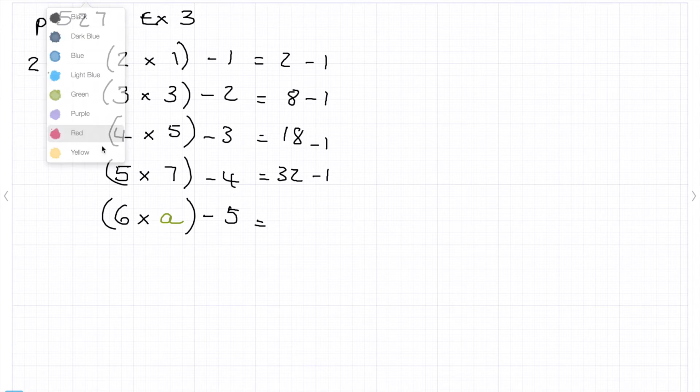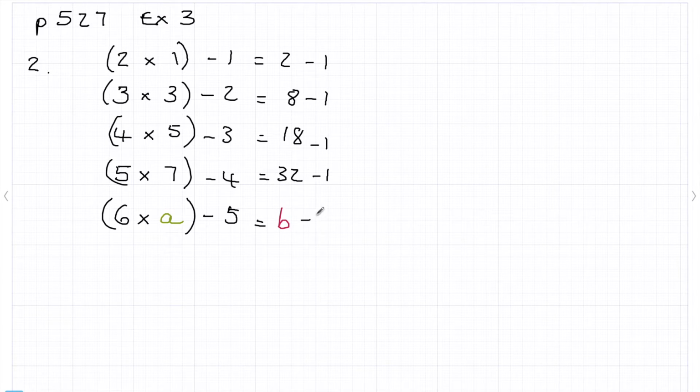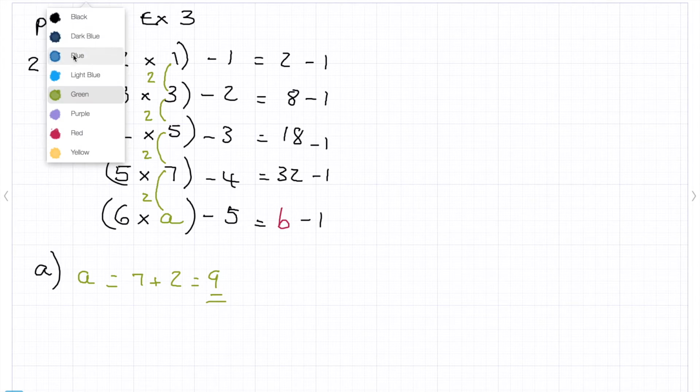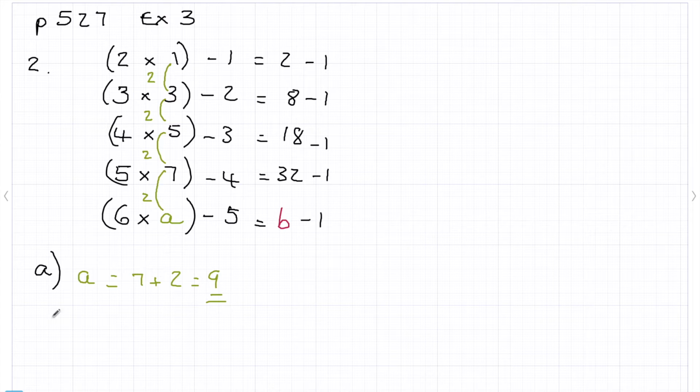So all the numbers in black were given. Now we've got something we don't know, which is the green A and the red B. So in part A you have to find A by looking at the pattern. So if we look at the pattern from the numbers above, 1 to 3 to 5 to 7 to A, look at the steps each time. You've got 1 to 3, 3 to 5, 5 to 7, 7 to A. So we've got plus 2, plus 2, plus 2, plus 2. So 7 plus 2 gives you 9.